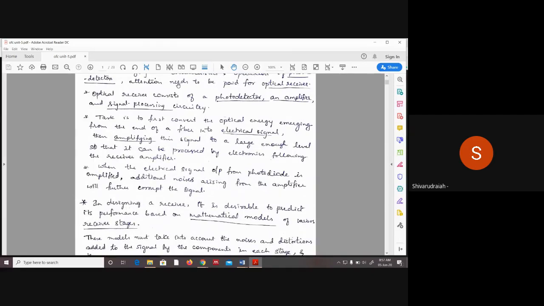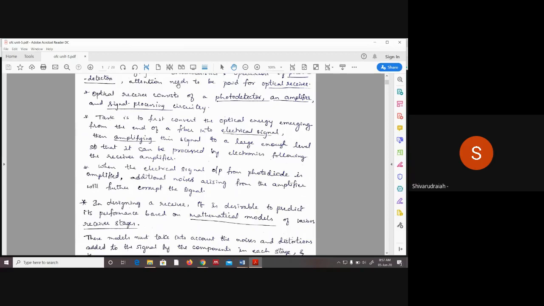The task of the optical receiver section is to convert the optical energy that is emerging from the receiver end of the fiber into electrical signal. After the signal has been converted into electrical form, because it has traveled a distance of say thousands of kilometers, the signal will be weak in nature. So we need to amplify the signal using an electrical amplifier. Don't get confused here. The amplifier being used in the receiver section is an electrical amplifier, not an optical amplifier, because the input to the amplifier in the receiver section is electrical signal.